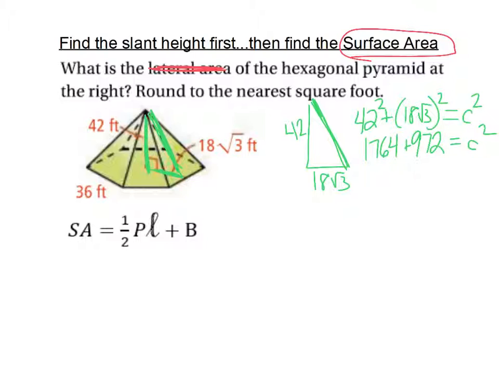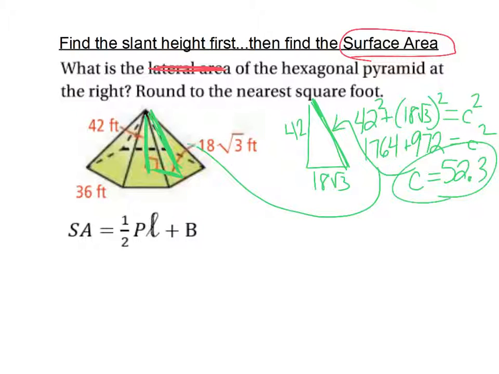Let's add those together and square root it. All right, this did not come out quite as nice. I have a 52.3, and that is the slant height. So that would go right there, but ultimately, that's your slant height right there.